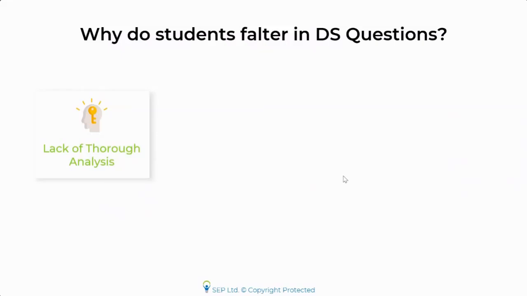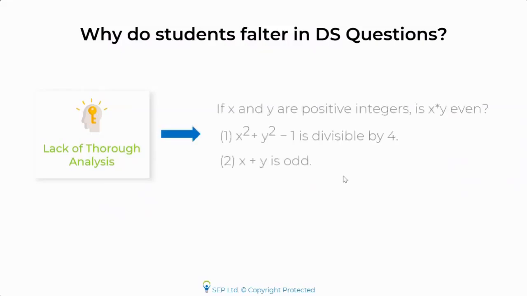If it's not clear what you need to find out, you will make a mistake in a data sufficiency question. And here's another example, just to put my point forward. Let's say a question on even odd, right? In a question where they are asking you, is x into y even? A lot of students just read it. They don't make an analysis, and they jump directly into the statement thinking, okay, I need x and y, so let me figure out what is x and y.